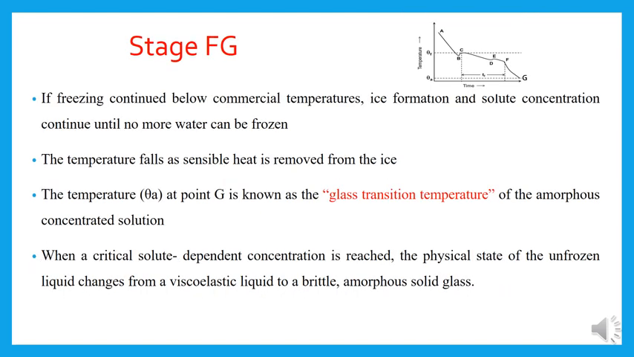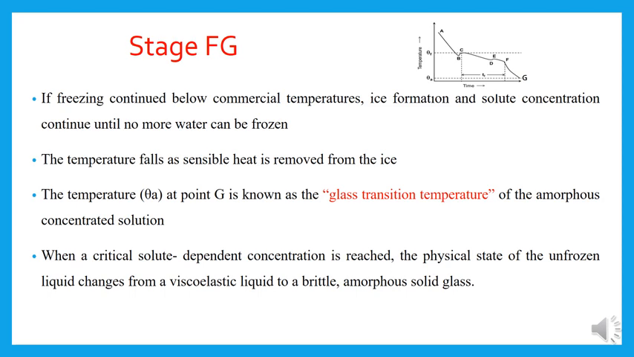Coming to the end of the freezing curve, that is F to G. If freezing continued below this eutectic temperature, ice formation and solute concentration continue until no more water can be frozen. So the temperature of the ice-water mixture falls to the temperature of the freezer, that is the surrounding temperature where the food is kept.